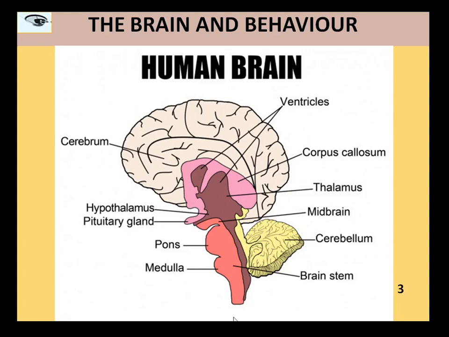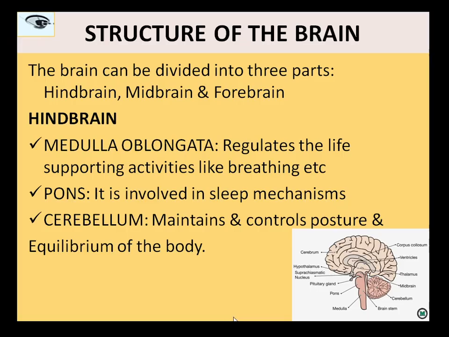Okay, so hello children. We have our topic which is the brain and behavior today. As you can see the structure of brain on the very first slide. This is how the human brain looks like. Now moving on to our very first slide which is talking about the hindbrain. So the brain is divided into three parts: the hindbrain, the midbrain and the forebrain.